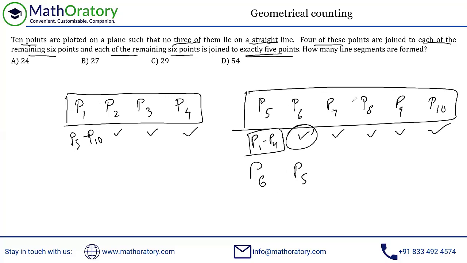So let's assume that P7 is connected to P8. That makes P8 also connected to P7. Similarly, P9 can be connected to P10 and P10 can be connected to P9. This is just a random allocation. I'm just trying to visualize this as simply as possible.